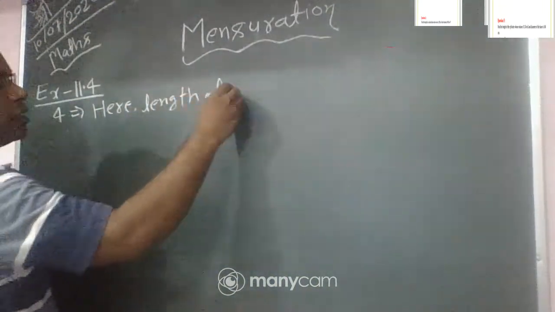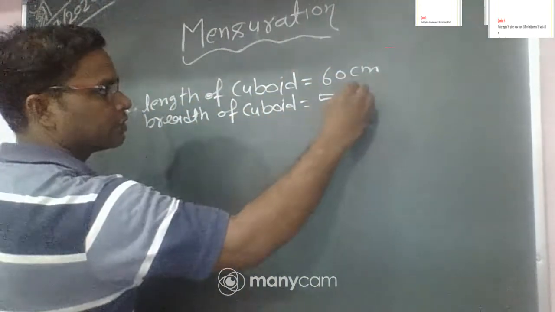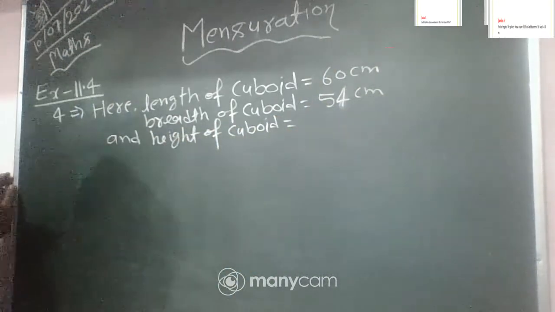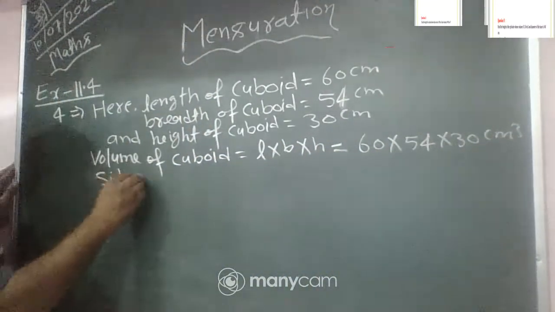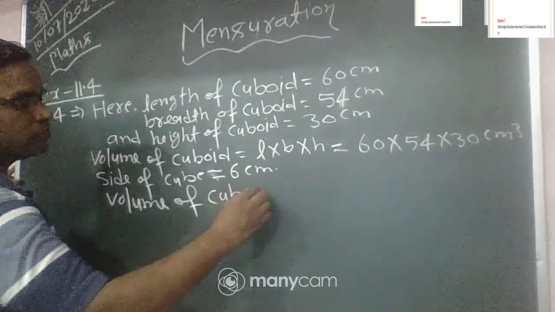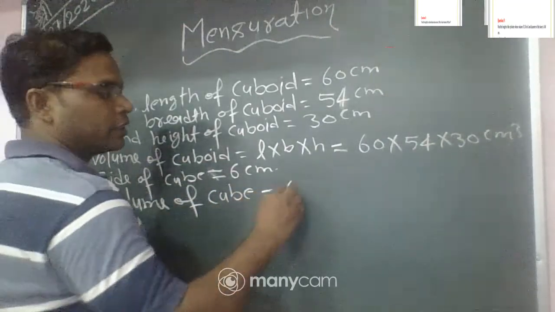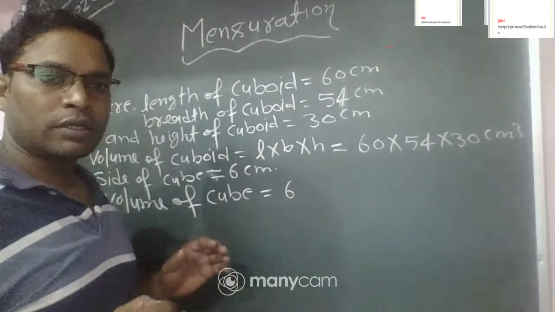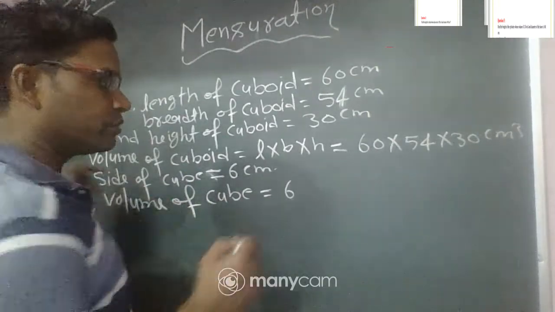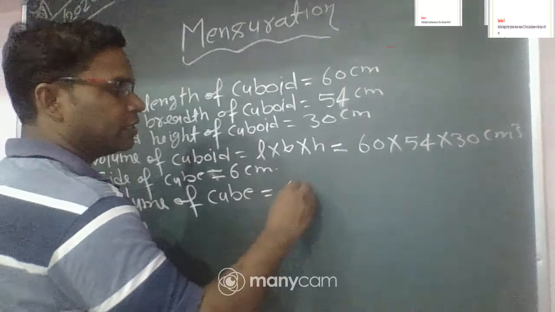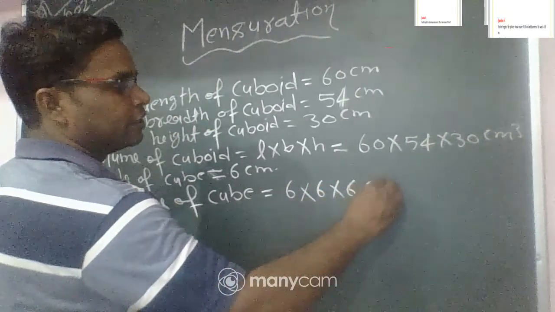Okay, and the side of cube is given 6 centimeter. So you find volume of cube. Volume of cube is equal to side into side into side, or you can say side power 3. So you can write here side into side into side, centimeter cube.